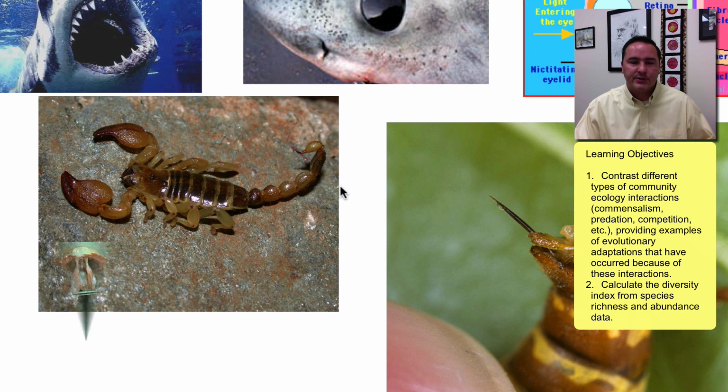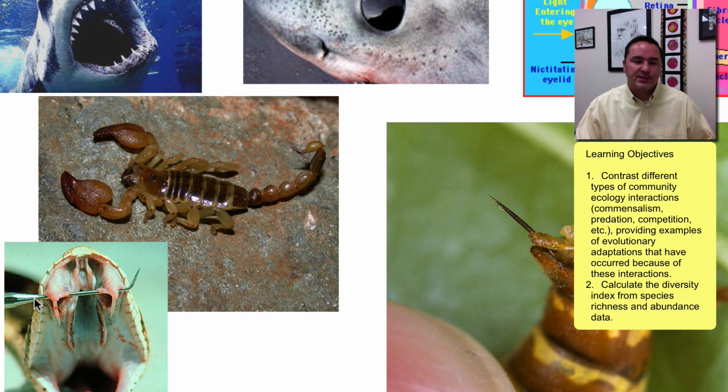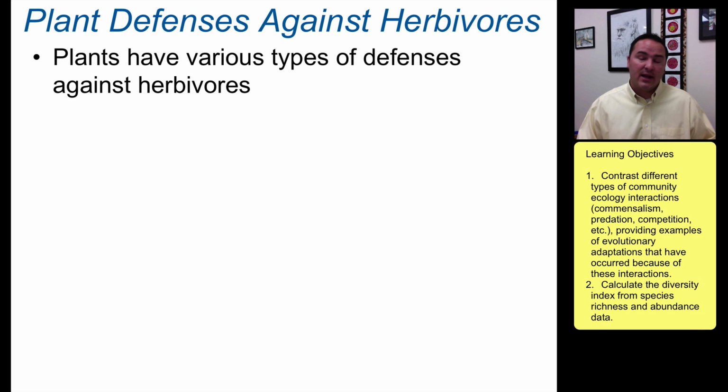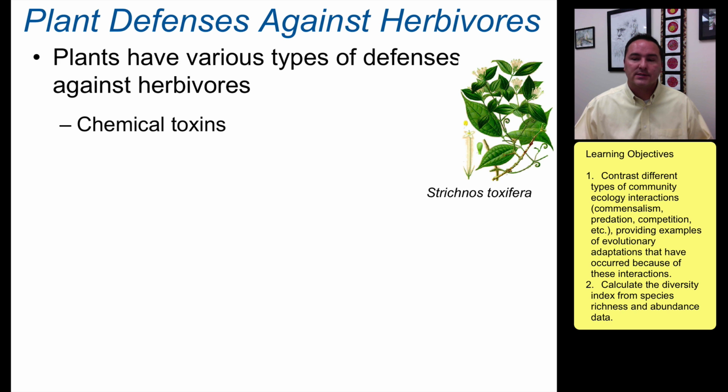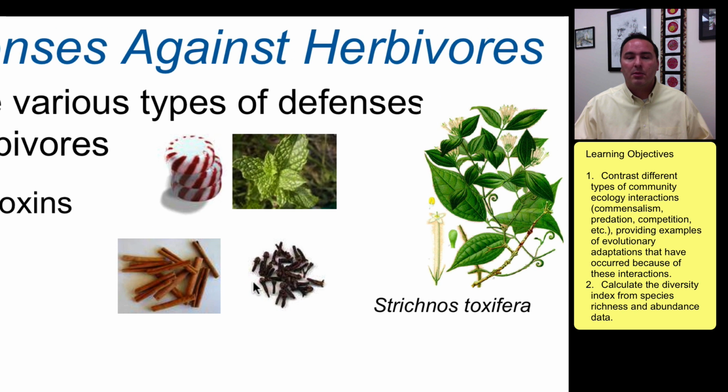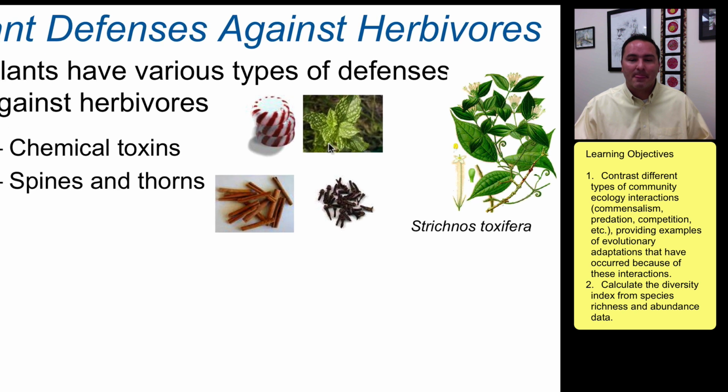Scorpions with big pincers and evolved stingers, snakes with their fangs, bears with claws. Plants cannot get up and run away if they're going to be eaten. Rather, they have evolved different kinds of defenses, things like chemical toxins, such as Strychnos toxifera, the plant responsible for strychnine. Peppermint, cinnamon, and cloves are all plants' ways of defending against insects eating them, and we take advantage of them and use them as spices.